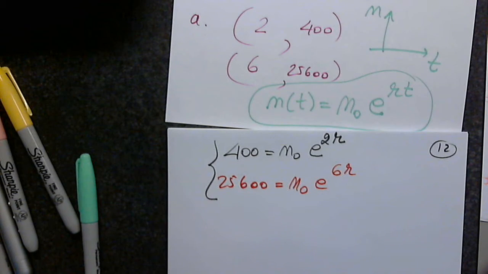Any suggestions? How to solve? This is a system of two exponential equations in two variables. We have never seen this before. Solve for one of them and substitute in the other. I agree. What would you like to solve for?